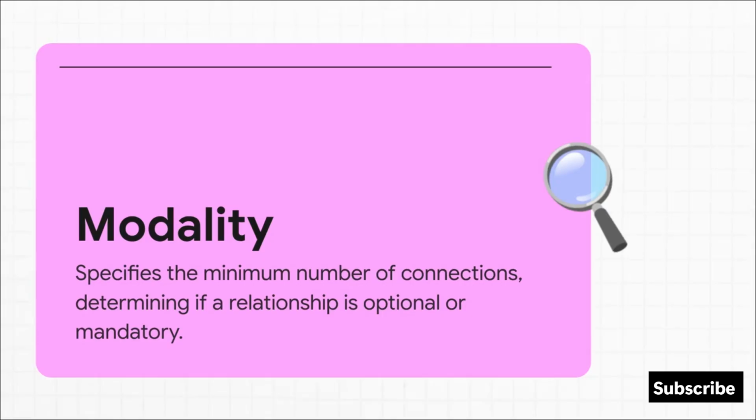That's pretty much it. Okay, our second rule is called modality, and it's just as important. If cardinality told us the maximum number of connections, well, modality tells us the minimum. It basically answers the question, is this relationship mandatory or is it optional? Does every single professor have to be teaching a course? Or is it okay for a professor to not be teaching anything right now? That's what modality figures out.